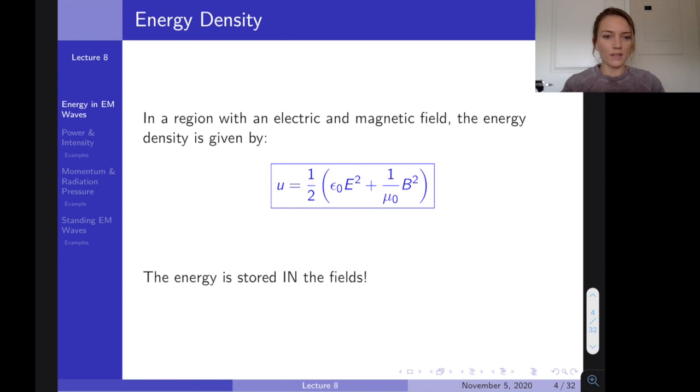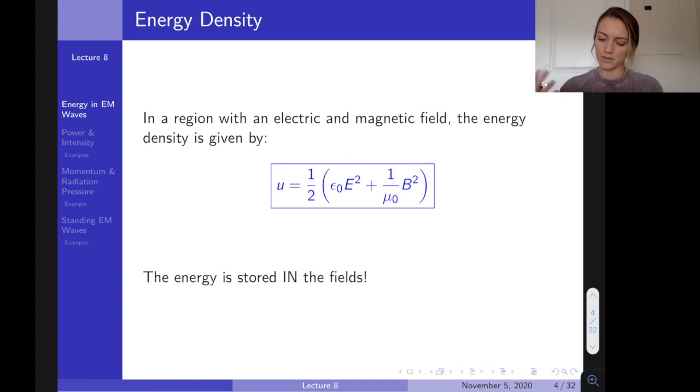EM waves obviously carry energy. Here we just have the energy density for an EM wave: 1/2 epsilon naught E squared plus 1 over mu naught B squared. E and B are the values of the electric and magnetic field in some region, because this is the energy density.